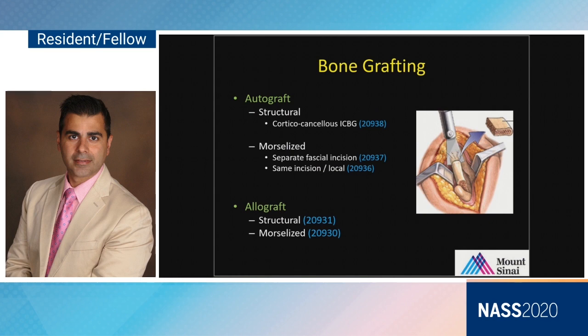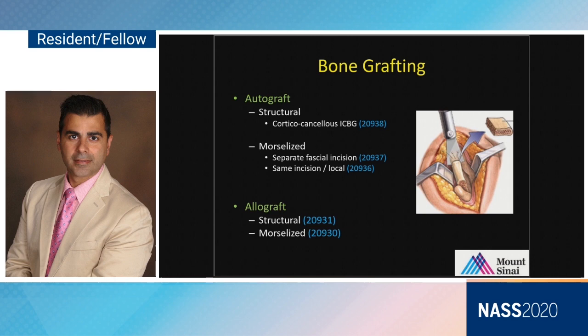You can't perform a fusion without bone grafting. So if you're performing a fusion in the cervical spine, you're either using structural autograft, which is iliac crest autograft, and that code is 20938, or you may use morcellized autograft from the iliac crest, which is 20937. If you're using local autograft, that's a separate code from the same incision. It's 20936. As you can imagine, the values and the reimbursement for same incision autograft harvest are less compared to iliac crest autograft as a separate procedural code.